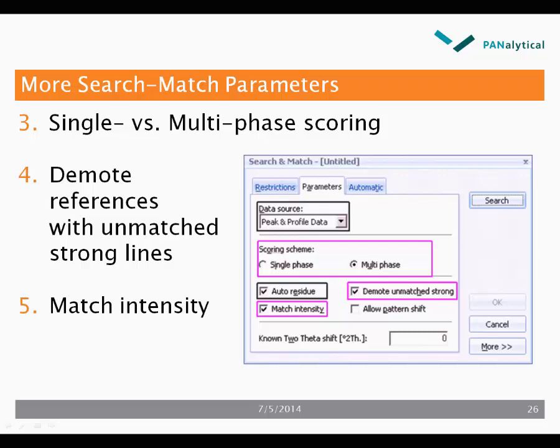Then we have matched intensity. On, it includes the relative intensity match of a reference in the overall score. Strong reference lines must fit to strong peaks and weak reference lines must fit to weak peaks or features. Off, only line positions are compared and scored. I leave it on for major phases, but switch it off when looking for minor and spurious phases. You should switch off match intensity as well when you suspect a strong preferred orientation being present in your sample.